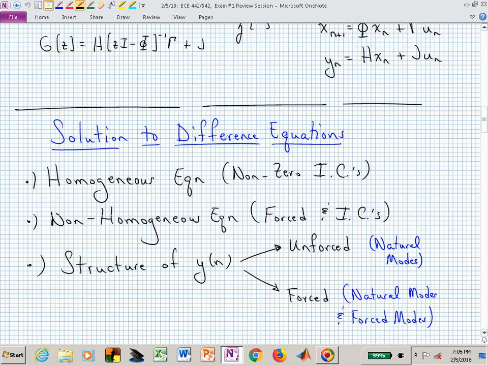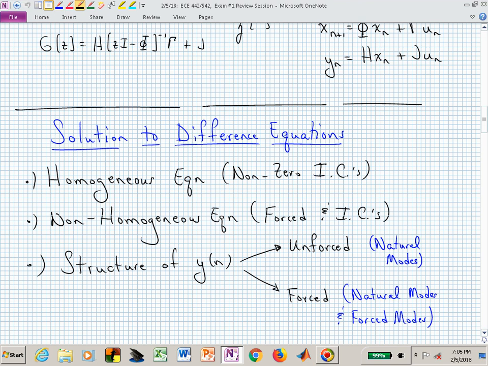Or if you now have a difference equation that's driven or forced or excited by a particular input, can you combine the forced input solution, which is what we call the particular solution, with the homogeneous solution to get the complete solution?